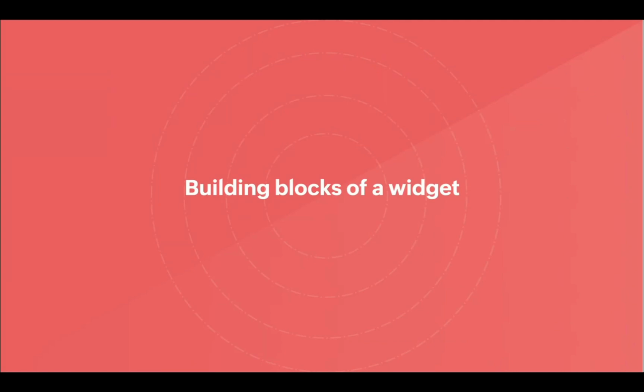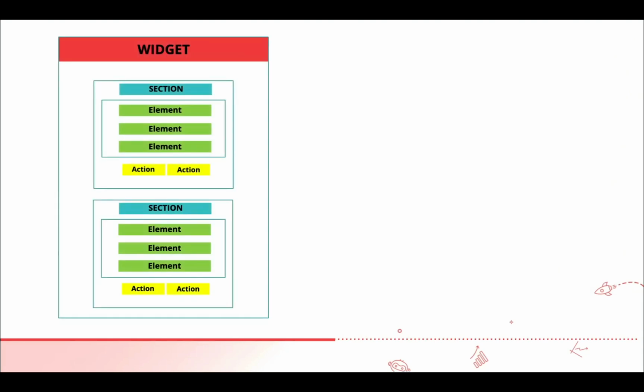Now that we know what widgets in Zoho SalesIQ are and what they're actually for, we will look at what these widgets are made of, that is, the building blocks of these widgets. Basically, a widget is a collection of something called sections, and each of these sections has multiple elements and corresponding actions. It's exactly like in this particular diagram. Inside a widget, you have a collection of sections, and inside each section, you have a bunch of elements and also a few actions that you can perform.